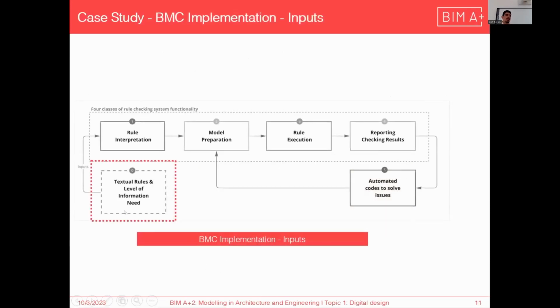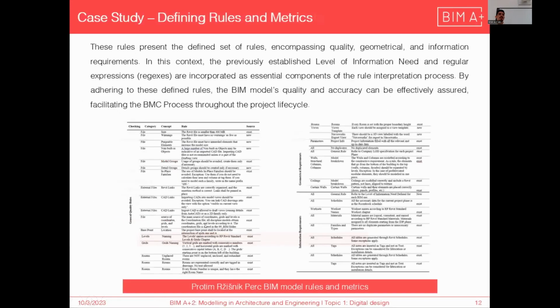So the first stage here in this case study was to define the level of information need and the textual rules that we are going to implement. So the company already has some rules in terms of quality and in terms of geometry and even in terms of information requirements. And I started to develop these rules and to develop it with them.